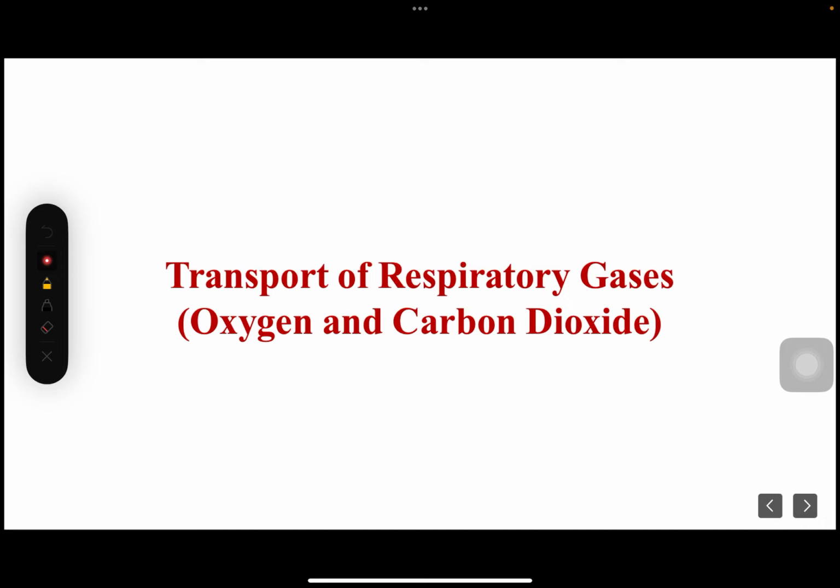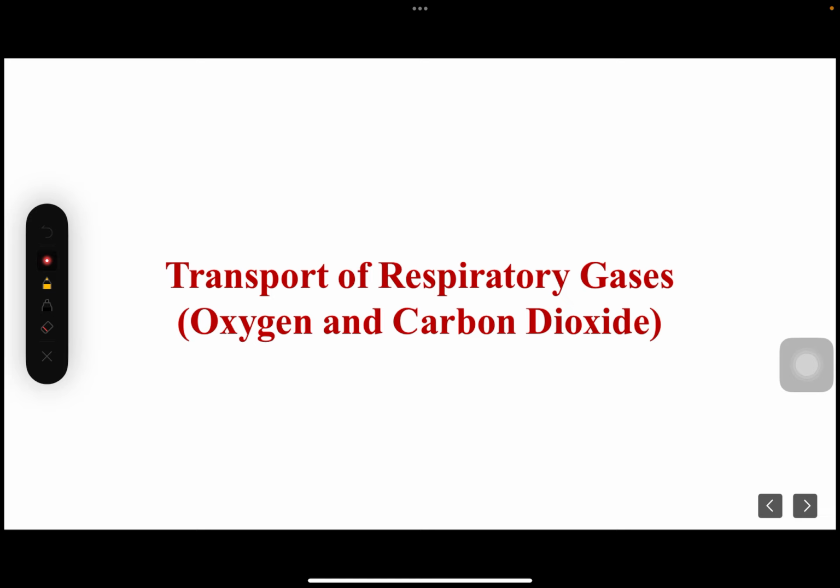Transportation of respiratory gases, oxygen and carbon dioxide. Usually respiration happens in 4 stages: ventilatory stage, transportation stage, exchange stage and tissue stage. In the previous class we discussed the ventilatory phase, where oxygen and carbon dioxide are diffusing across.